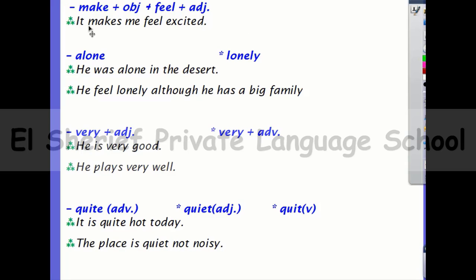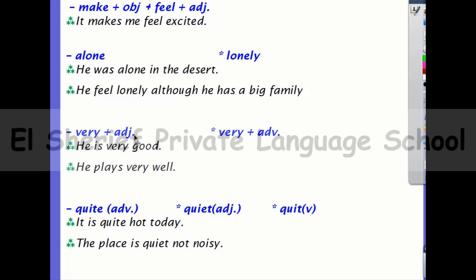Let's turn to make plus the object plus feel plus adjective. For example, it makes me feel excited. And now let's turn to alone and lonely. Alone is an adjective. It means without anyone. For example, he was alone in the desert. And also lonely is an adjective, but it means unhappy. For example, he feels lonely although he has a big family.